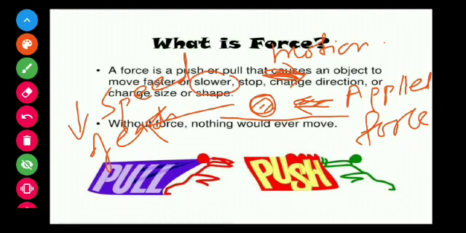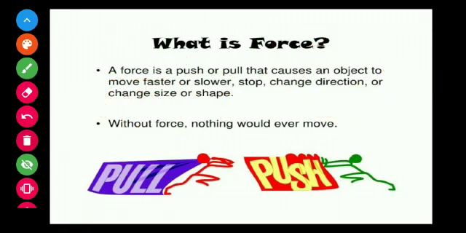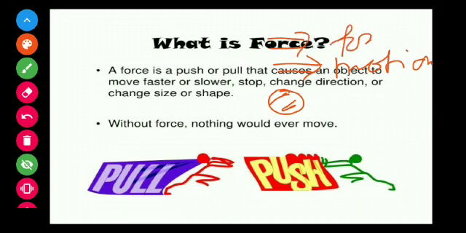So after applying a force, a body can change its motion. If we apply a force in the opposite direction of motion, then there is a decrease in speed. Decrease in speed means there is slow motion of the object. Second, if we apply a force in the direction of motion, in the same direction, in that case there is an increase in speed of the object. That is, the object moves faster.